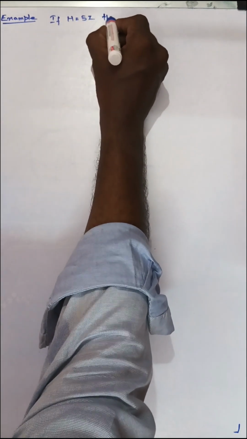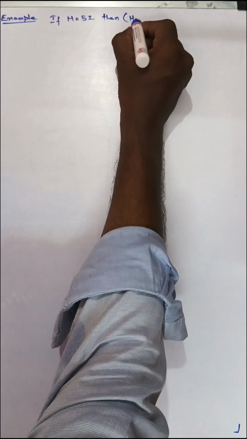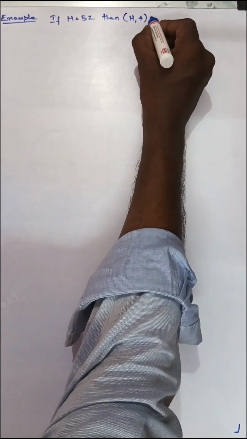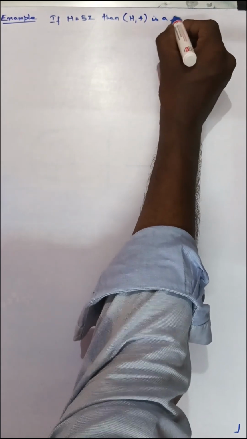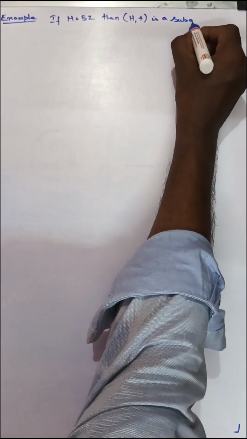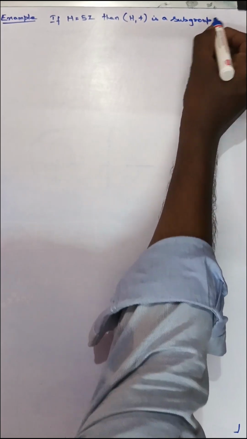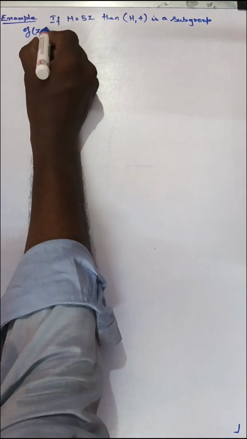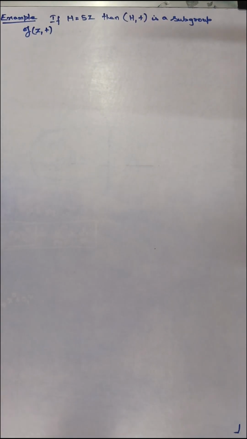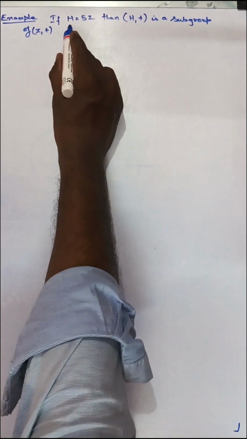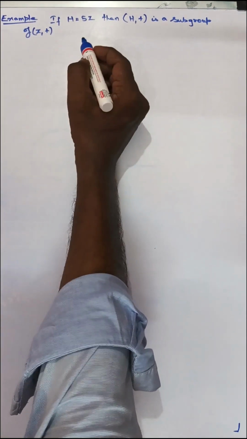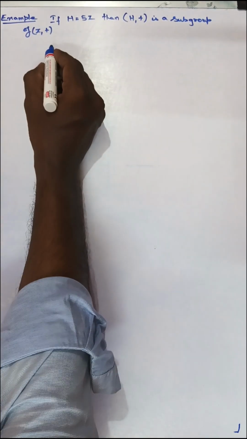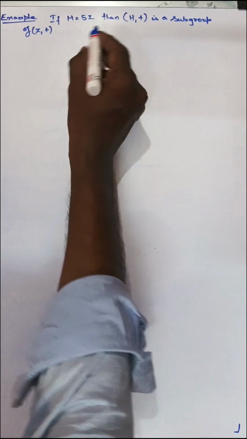Okay, then H plus is a subgroup of Z plus. Z plus is a group under the operation plus. So this is a subgroup, and it is defined in the form H equal to 5Z. Now we're going to consider the left cosets of this.